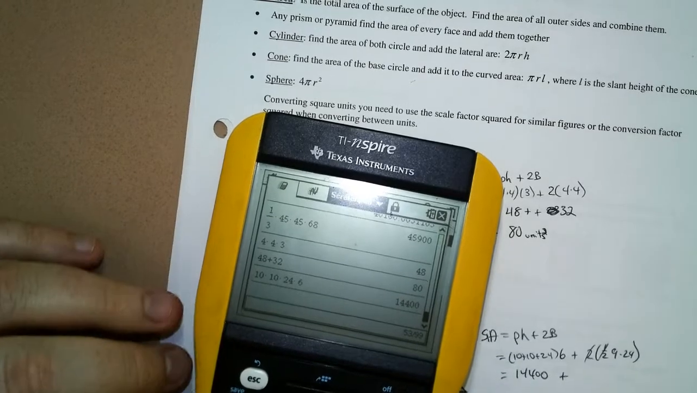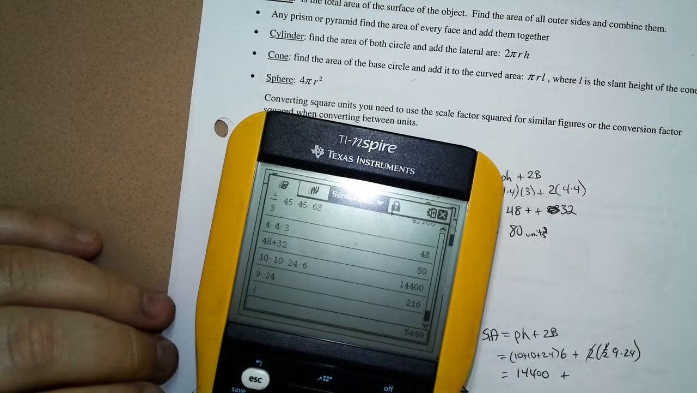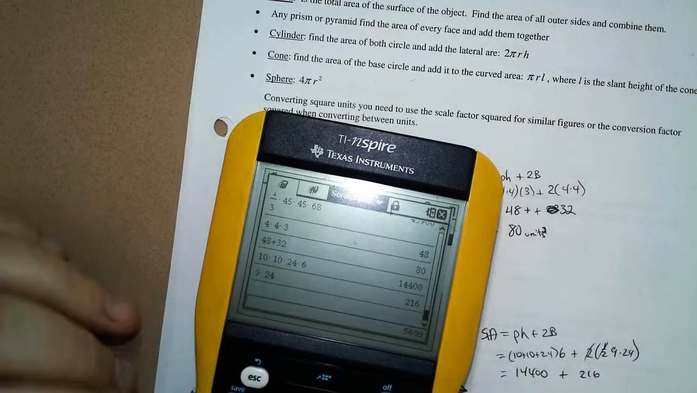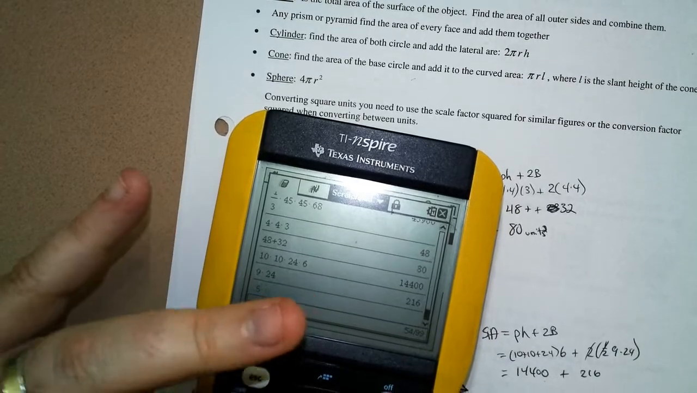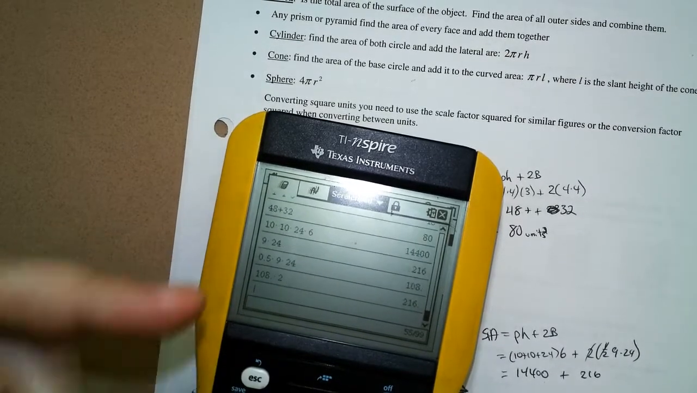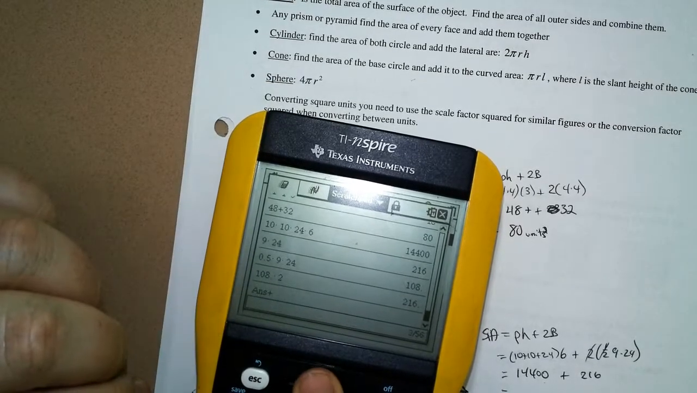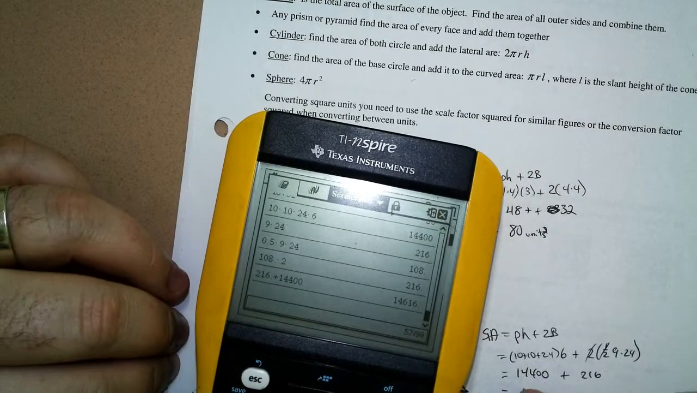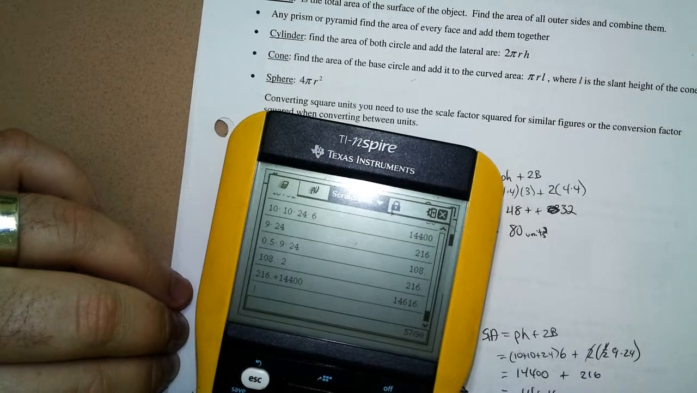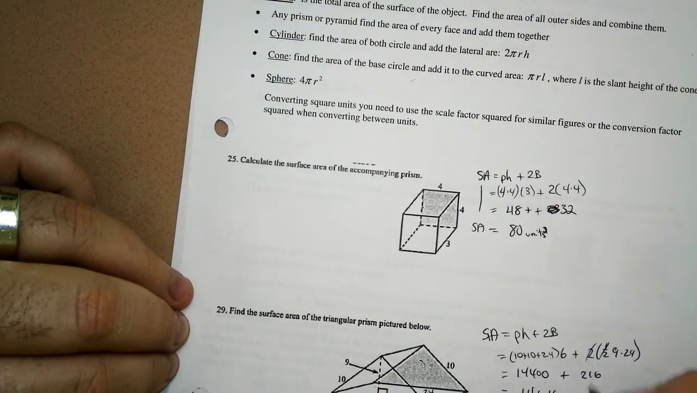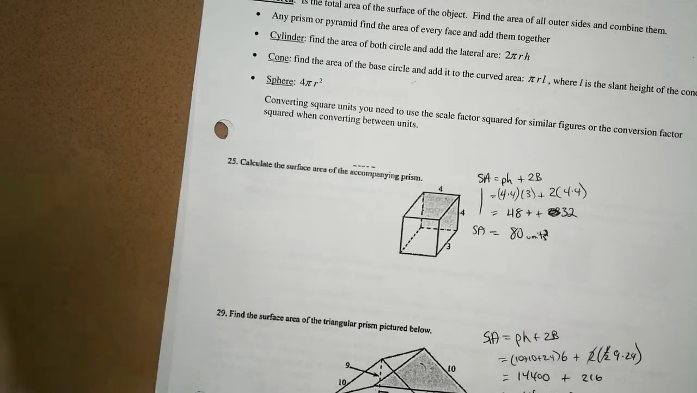That's 14,400 for the first one. And then 9 times 24 is 216. Remember, it's actually 0.5 times 9 times 24, but then there are 2 of these. So that's why we just do the 216. And then we add this together, and we end up with 14,616. And then it's just units squared. And that's it for this area.